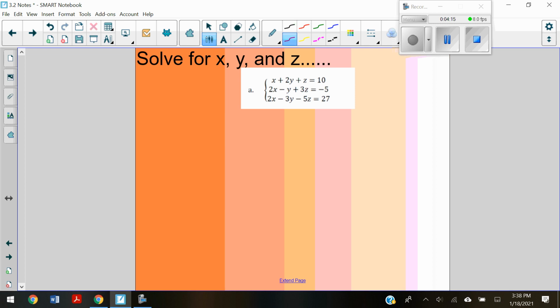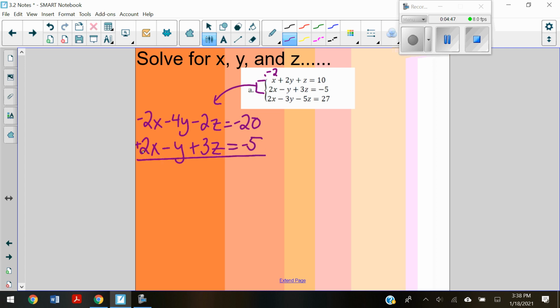So I need now to take 2 equations, and I'm going to take the top one and the middle one, and I'm going to eliminate X. So I need to take the top equation and times it by -2. So when I multiply the top equation by -2, I get -2x minus 4y minus 2z equals -20. Now I'm going to rewrite my middle equation. 2x minus y plus 3z equals -5. And now I'm going to go ahead and do elimination. I'm just going to add my 2 equations. My x's eliminate.